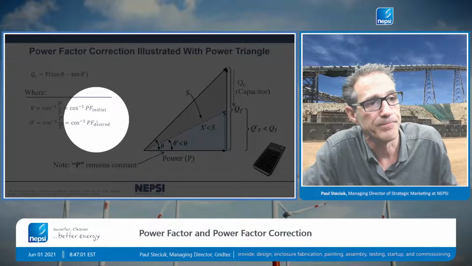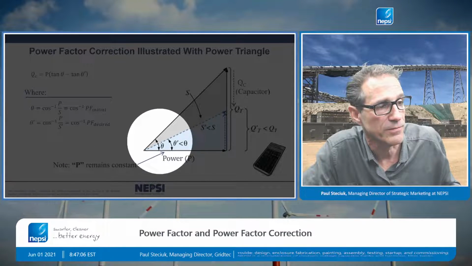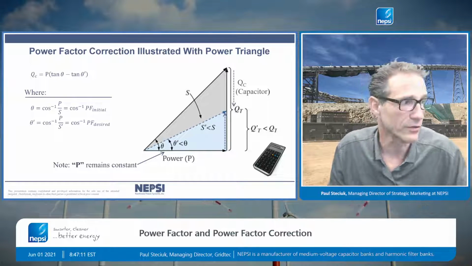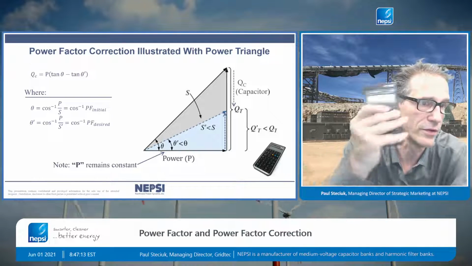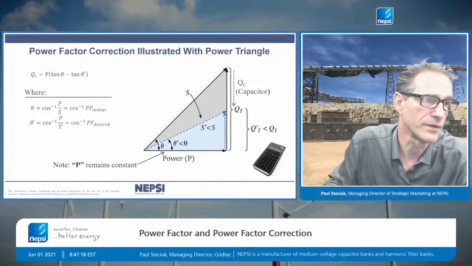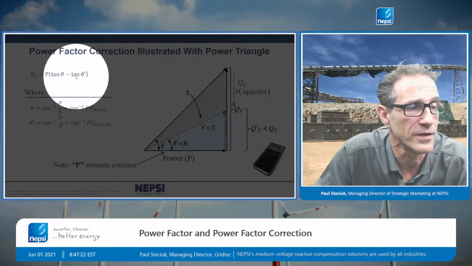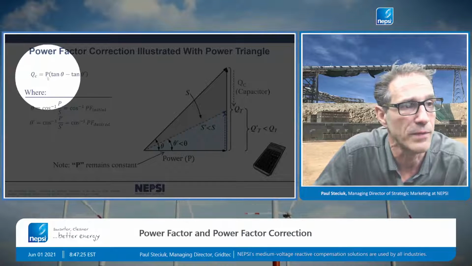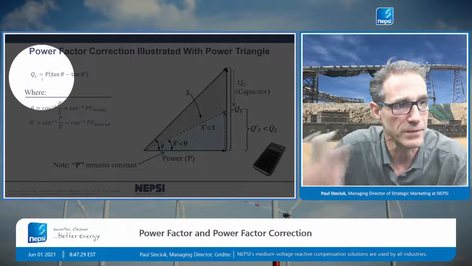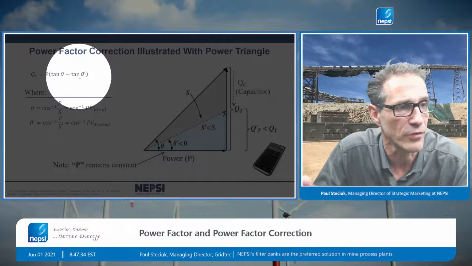The formulas for calculating the change in power factor, in my opinion, are easiest done with a calculator. I always use this equation up on top, and it's really tangent theta minus tangent theta prime, times the power. So power is constant during reactive compensation. When we do reactive compensation, the P remains constant. What changes is the power factor, theta and theta prime.